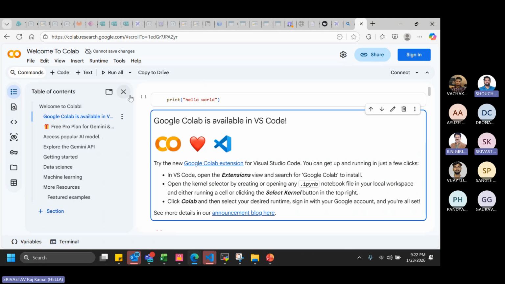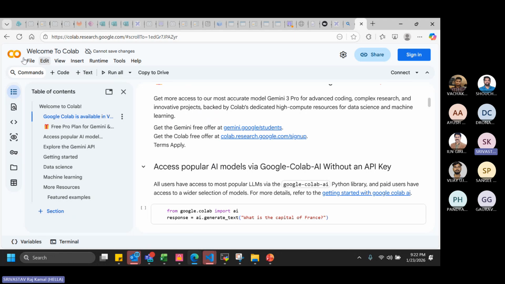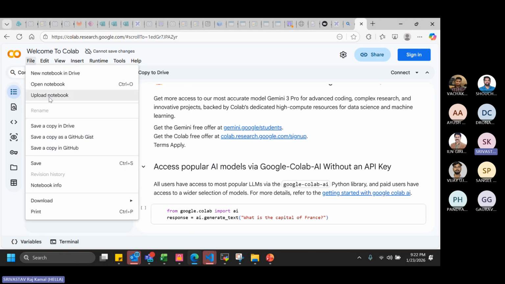One more thing: when I do this hands-on, I will share the notebook with you. This is called a notebook. You can even upload my notebook and run the code on your side. That saves your time as well.